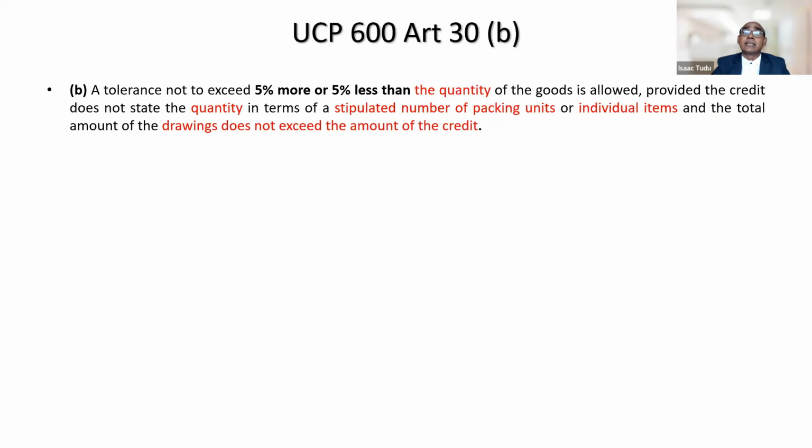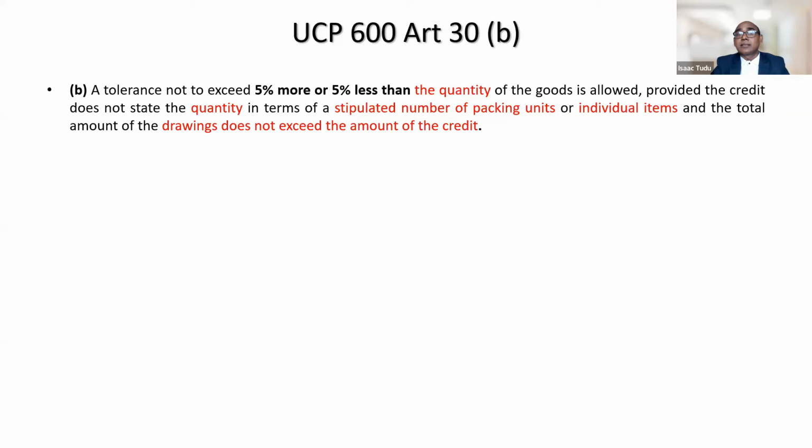But there is a condition. This article will be applicable when the LC does not stipulate quantity in terms of number of packing units or individual items. And one more condition is there. Drawing should not exceed the LC amount. So if you are giving 5% more tolerance against the quantity, it does not mean that you will give 5% more tolerance against the LC amount. That is not permitted. Drawing does not exceed the LC amount. That you need to always keep in mind, right?